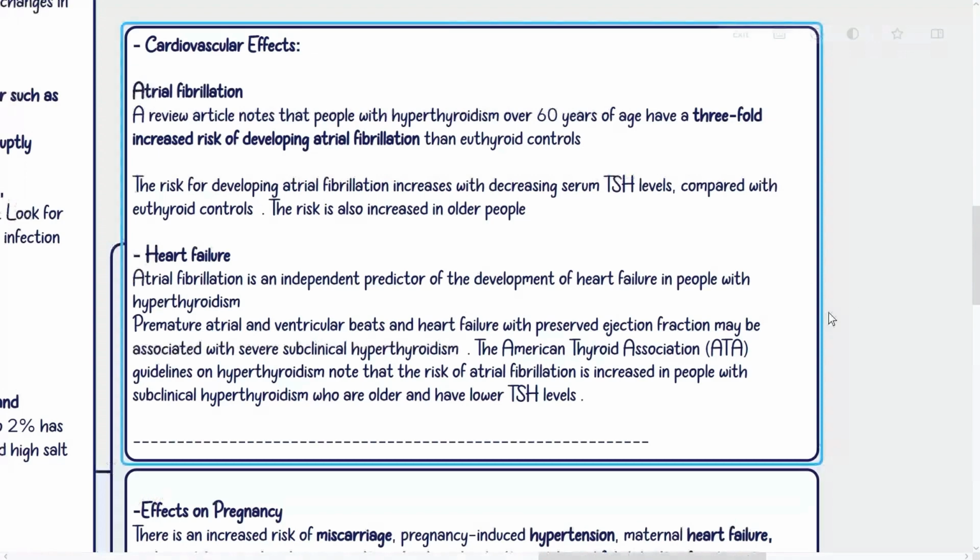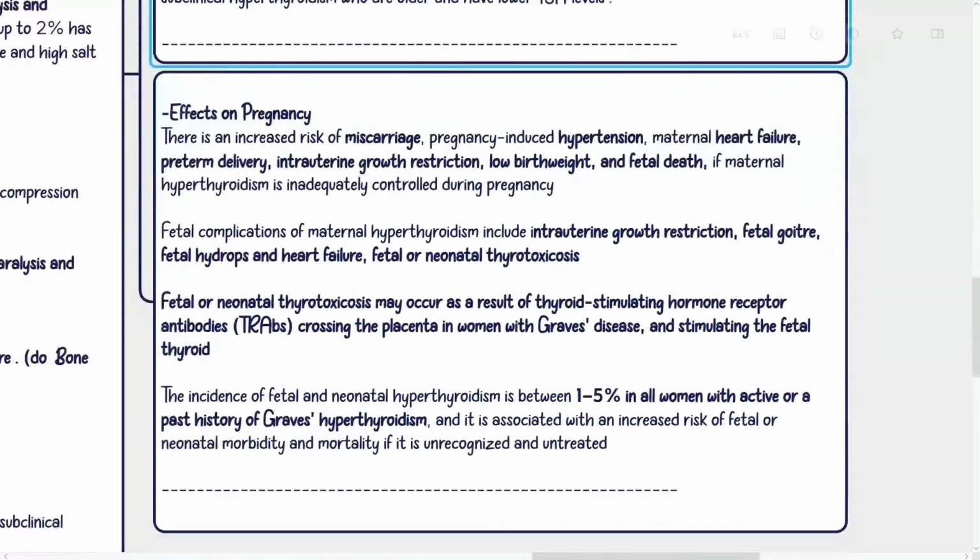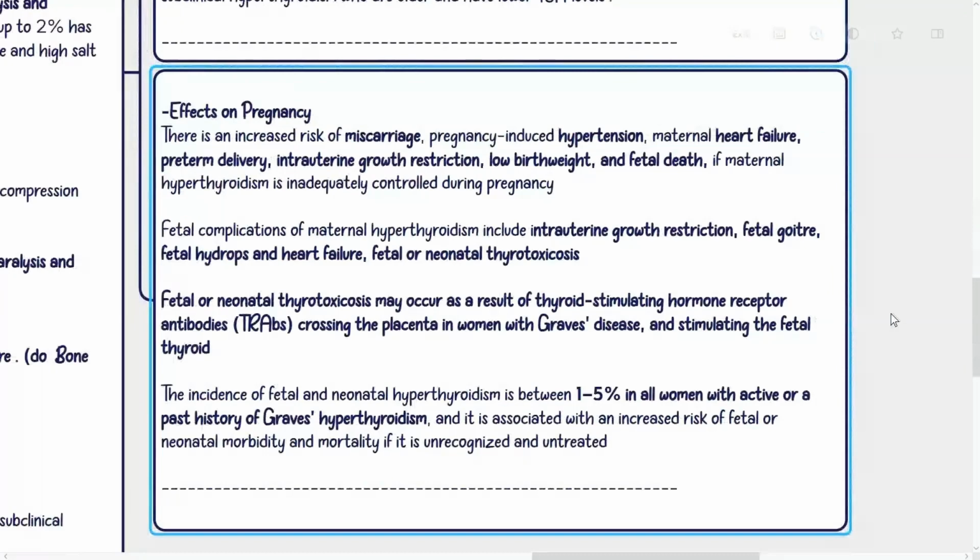Effects on pregnancy. There is an increased risk of miscarriage, pregnancy-induced hypertension, maternal heart failure, preterm delivery, intrauterine growth restriction, low birth weight, and fetal death. Fetal complications of maternal hyperthyroidism include intrauterine growth restriction, fetal goiter, fetal hydrops and heart failure, fetal or neonatal thyrotoxicosis. Fetal or neonatal thyrotoxicosis may occur as a result of thyroid-stimulating hormone receptor antibodies, TRAbs, crossing the placenta in women with Graves' disease and stimulating the fetal thyroid.